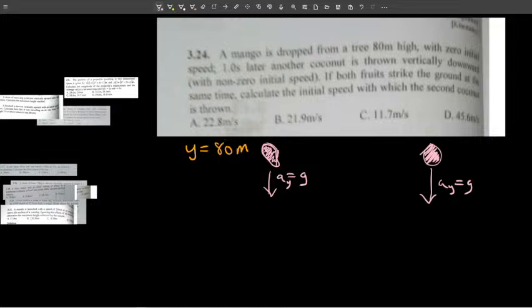That means the time taken for this to fall is the same. They release at different times, but they hit the ground at the same time. They said calculate the initial speed with which the coconut is thrown. So we're looking for the initial speed, v naught, at which this one was thrown.